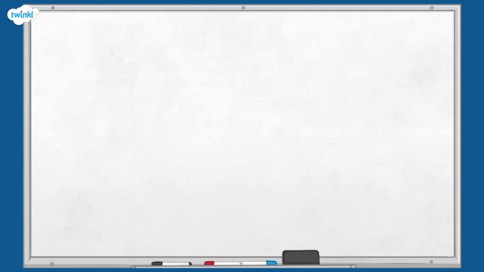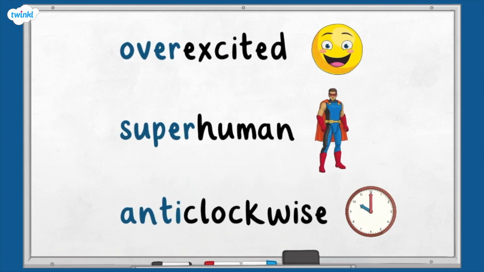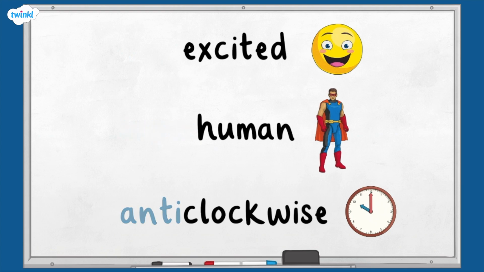Prefixes can easily be removed to get back to the root words. For example, the root word of overexcited is excited. The root word of superhuman is human. The root word of anti-clockwise is clockwise.